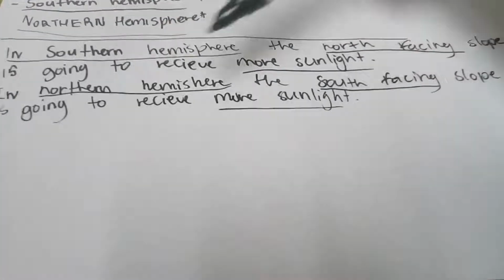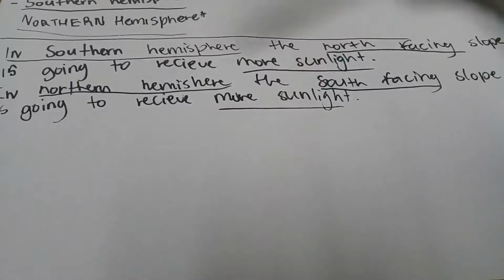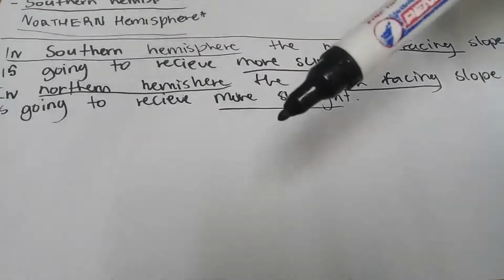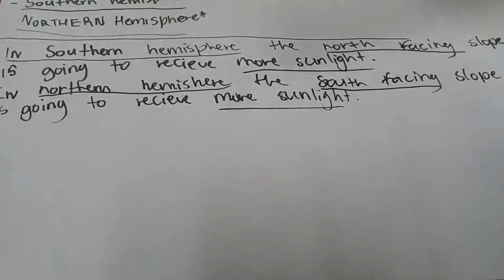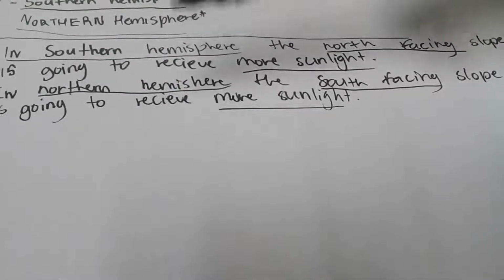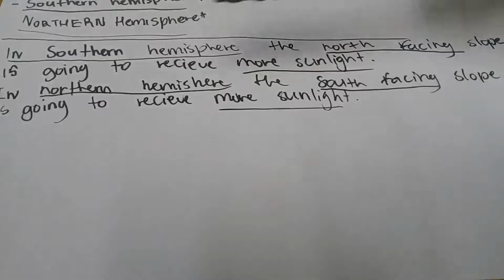Yes. Then in northern hemisphere, you should know, like in the countries or in the local areas above the equator, the south facing slope is going to receive more sunlight. Then in southern hemisphere, in the countries or the local regions below the equator, the north facing slope is going to receive more sunlight. Yes.